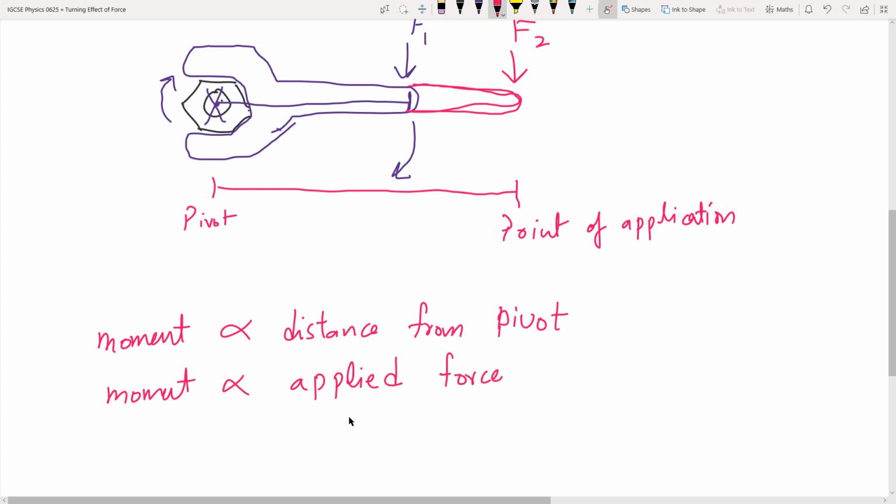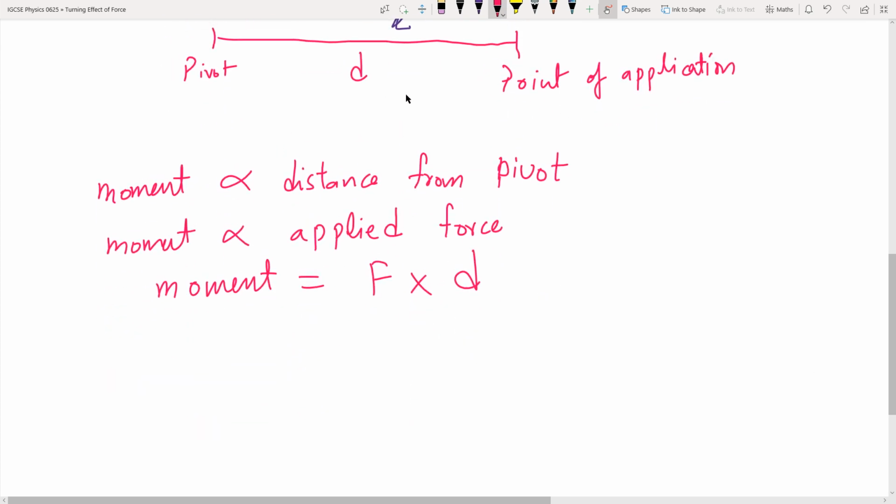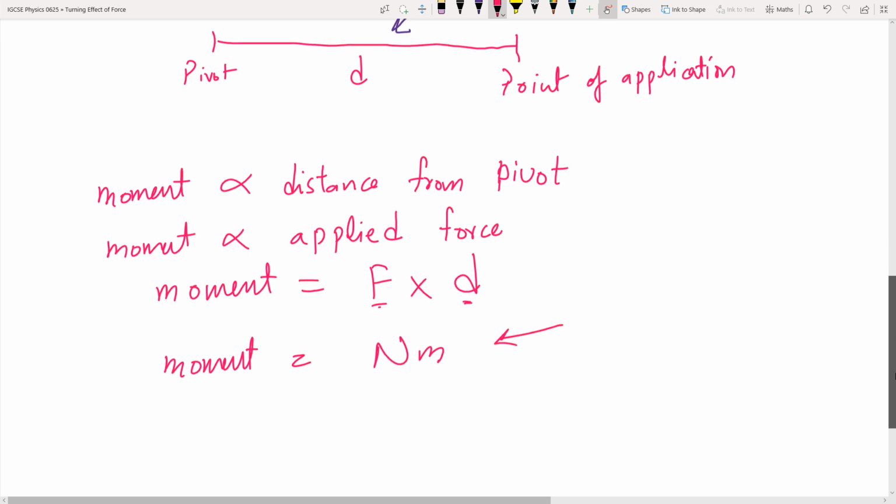So from here we can say that the moment of a force is equal to force multiplied by the pivot distance, which is d, right? Let's call this d. You can use L, you can use D, whichever way it is. It's just length. So the moment is going to have units in newtons, and for d we have meters, so the units are going to be newton meters. So this is what moment is going to look like, right?